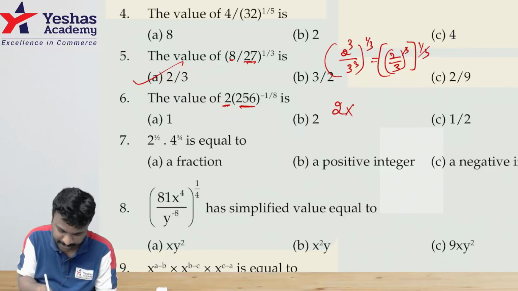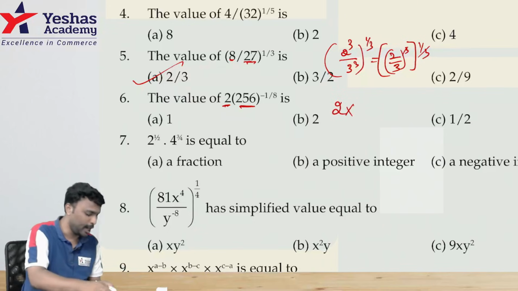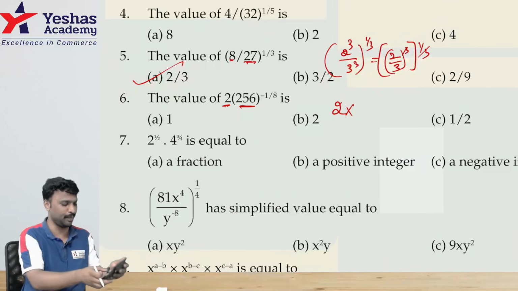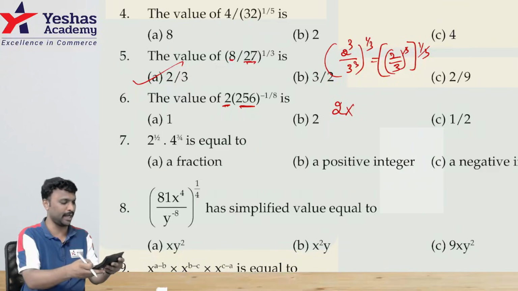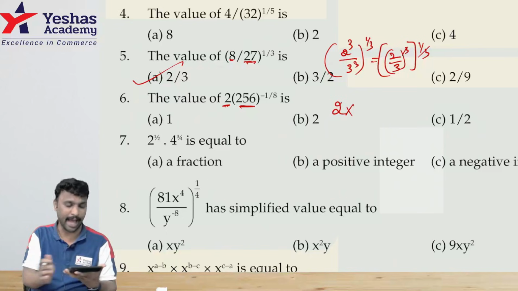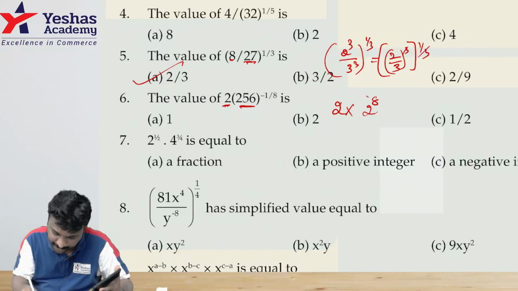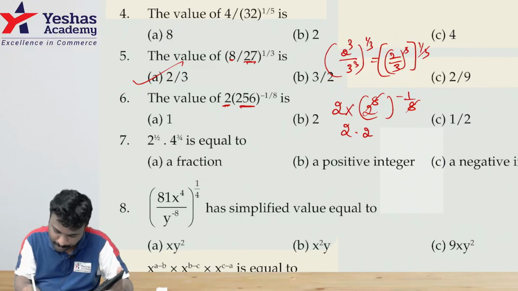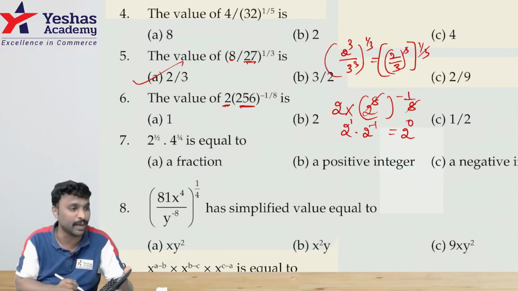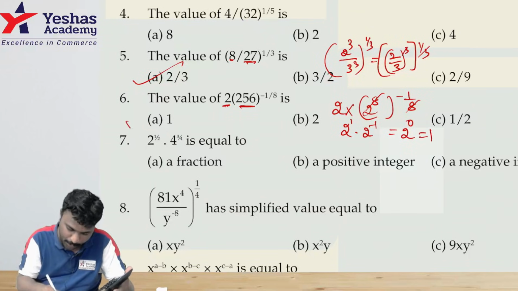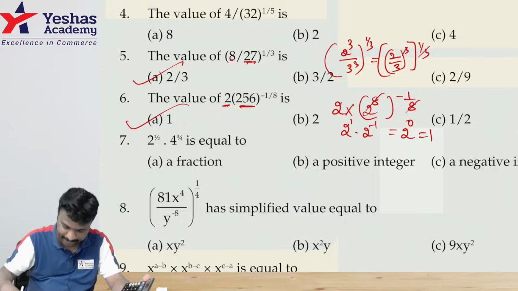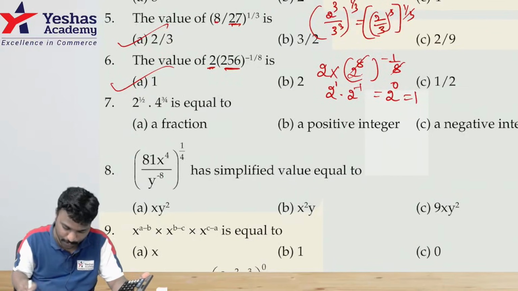How do I write 256 in terms of a prime number? 2 power what is 256? Type 2, press into, keep pressing equal until you get 256. Counter number is 9, actual power is 8. So 2 power 8 whole power minus 1 by 8. 8 cancel. So 2 into 2 power minus 1. So isn't it 2 power 0? Because no power means 1. So 2 power 0 is what? 1. Option A is the right answer. Moving on to the next question.